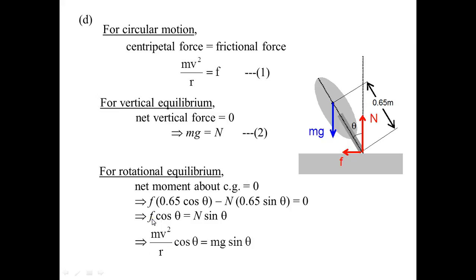We don't have the frictional force, but we have the centripetal force. So I'm going to substitute equation 1 into here. I will have mv squared over r, or you can just use the magnitude that you calculated in part A here, times cosine theta equals N, the normal reaction force, which I don't have, but for vertical equilibrium we have the normal reaction force equal to mg, and this whole thing times sine theta. So solving, we have tangent theta equals v squared over rg.